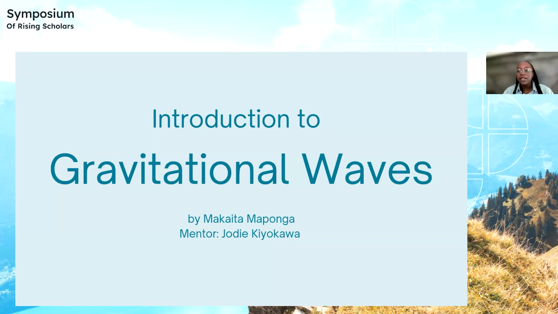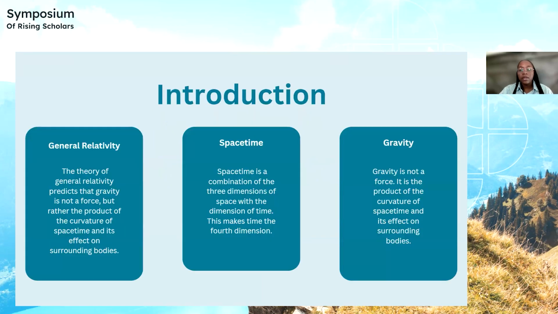introductory level. The idea of gravitational waves did not exist until Albert Einstein theorized them in 1905, which was 120 years ago. They are a result of his theory of general relativity. In order to fully understand gravitational waves, there are a few things we need to know about. The first thing we need to know is general relativity.